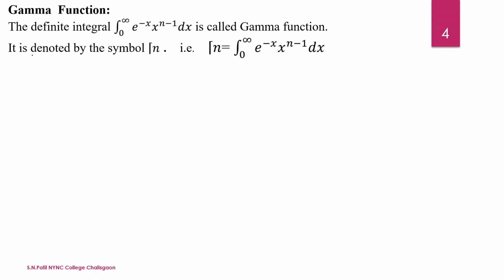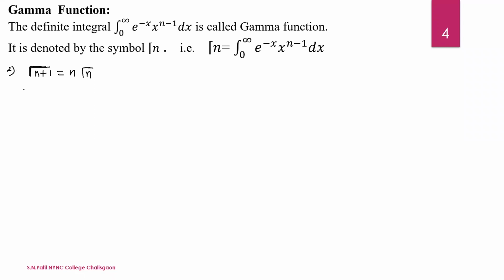The property is, this is the property number 2. In the last video lecture, we discussed gamma of 1 is equal to 1. Now, gamma of n plus 1 is equal to n into gamma n. Now, let us prove this property.